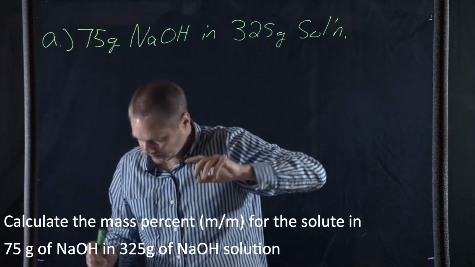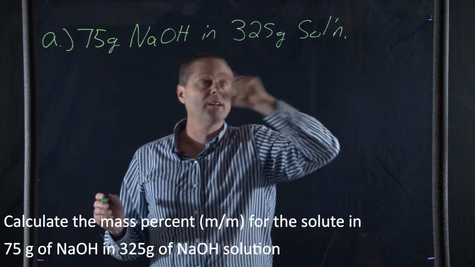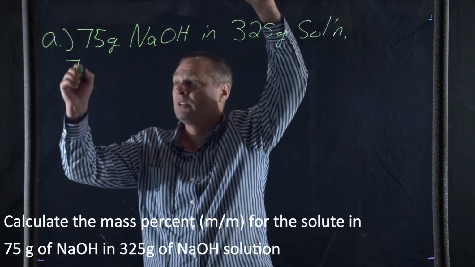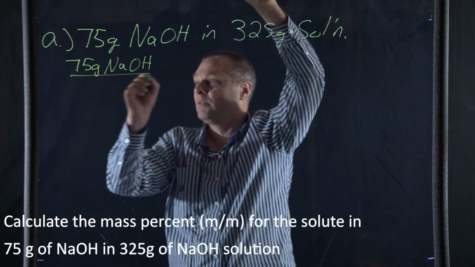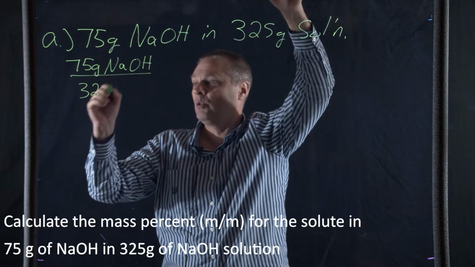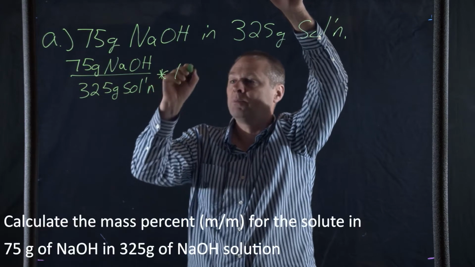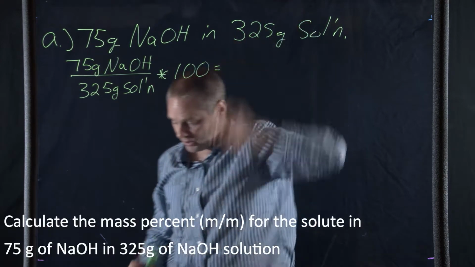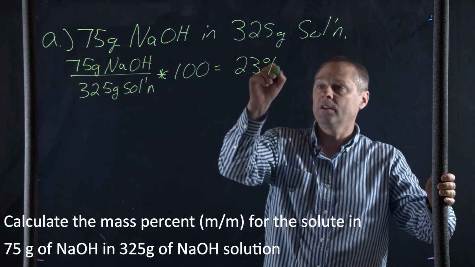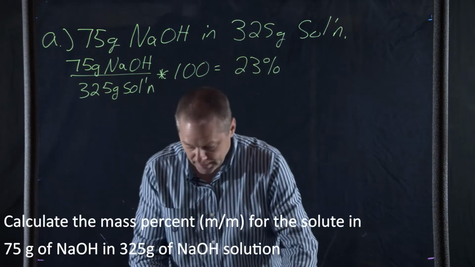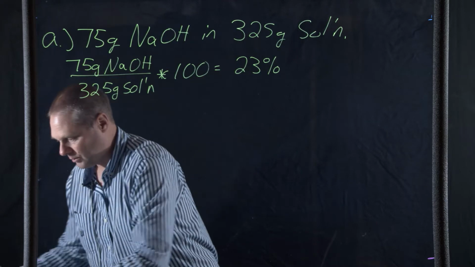To calculate the mass percent of the sodium hydroxide in this solution, we're going to take 75 grams of the sodium hydroxide, divide that by 325 grams of solution, and then multiply by 100 to convert that into a percent. If we do that arithmetic, we get 23%. For the next problem, I've got to look at my notes real quick.